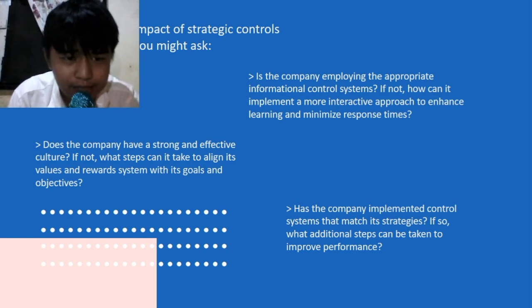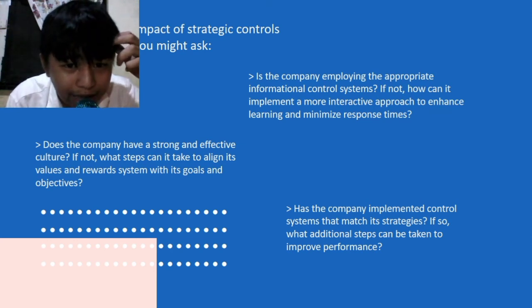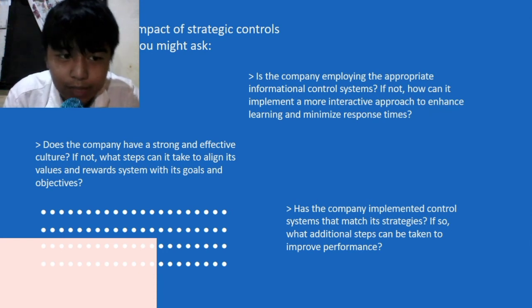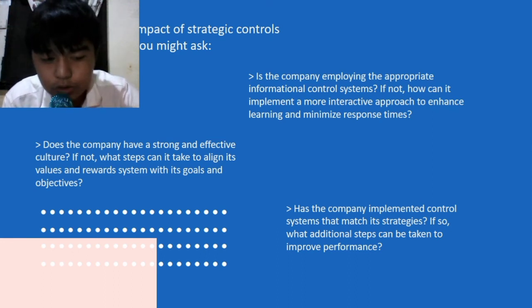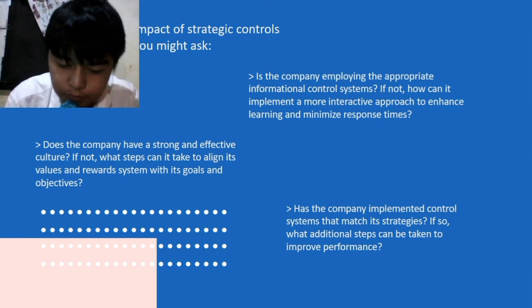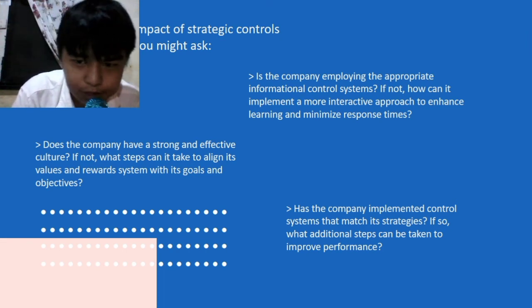Next, does the company have a strong and effective culture? If not, what steps can it take to align its values and reward system with its goals and objectives? So, are the behaviors of the employees aligned with the goal or the so-called culture? If not, what are the steps to take in order to change the behavioral culture of the company?